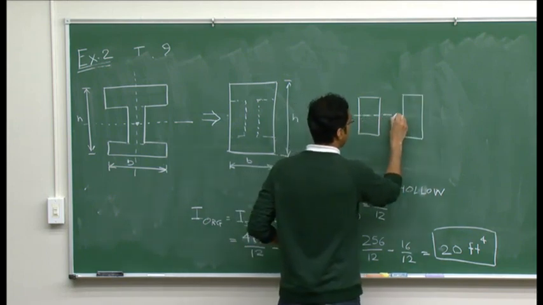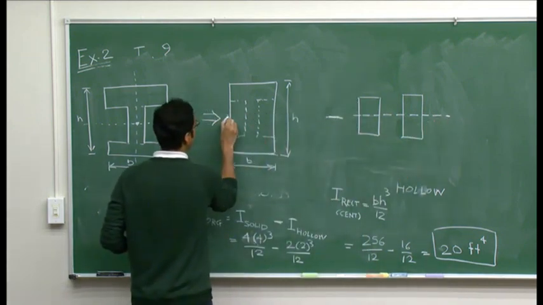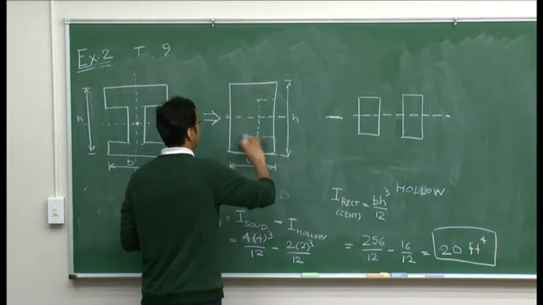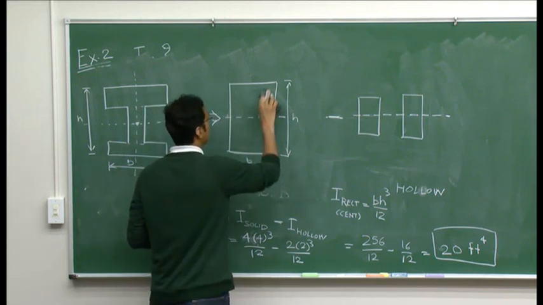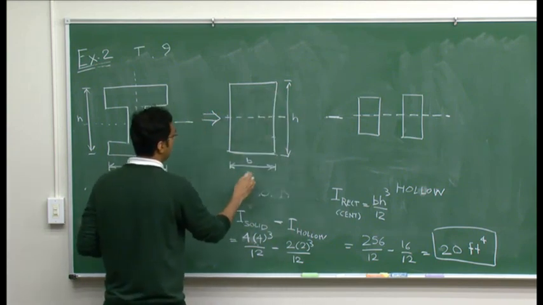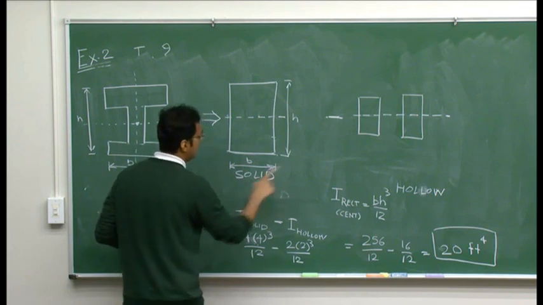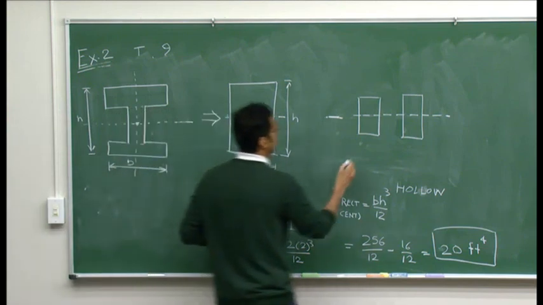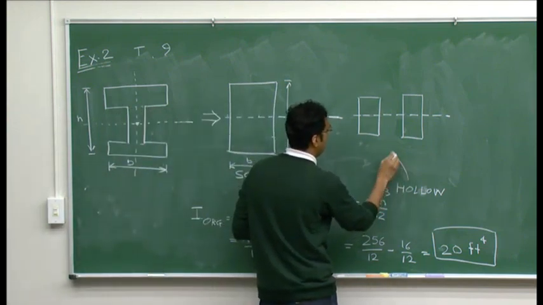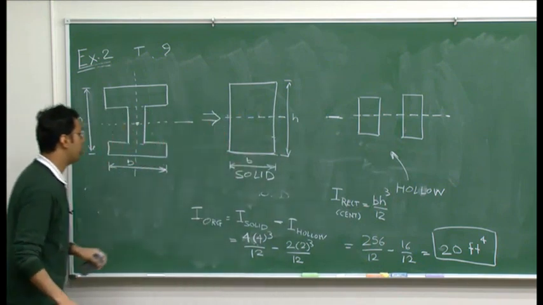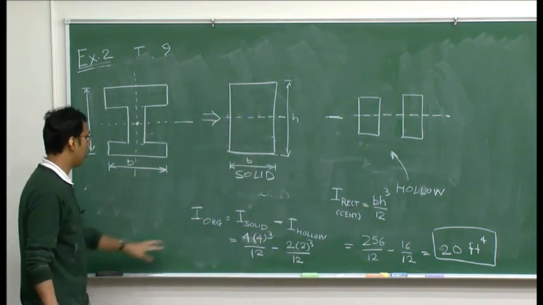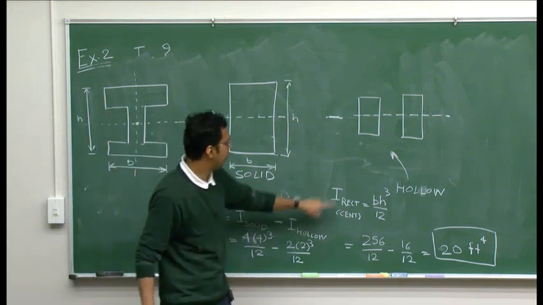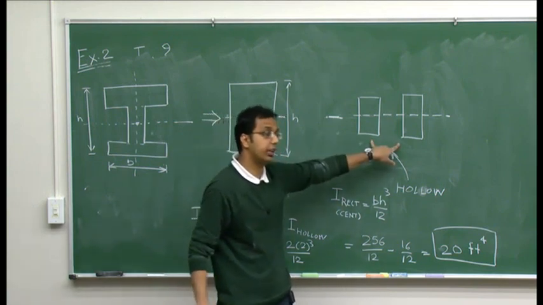And again, the neutral axis passes through the line of symmetry. Let me just erase this. So again, you can treat this as a solid and then subtract the moments of inertia of these 2 small rectangles. You can call them hollow. So this is another example where you can easily solve for the moment of inertia of an I section by subtracting I hollow from I solid. But remember, this I hollow will consist of the moment of inertia of both of these rectangles.